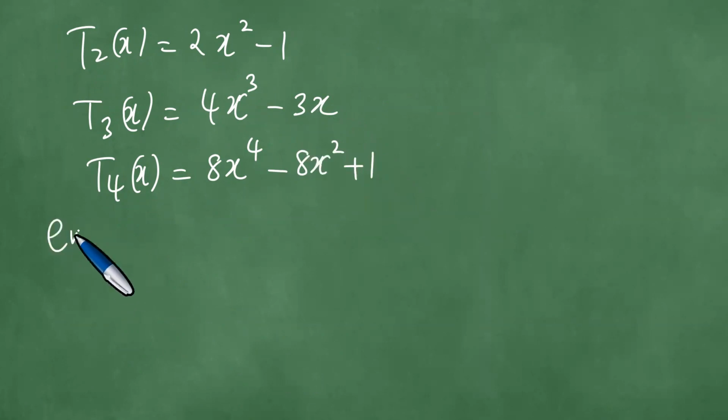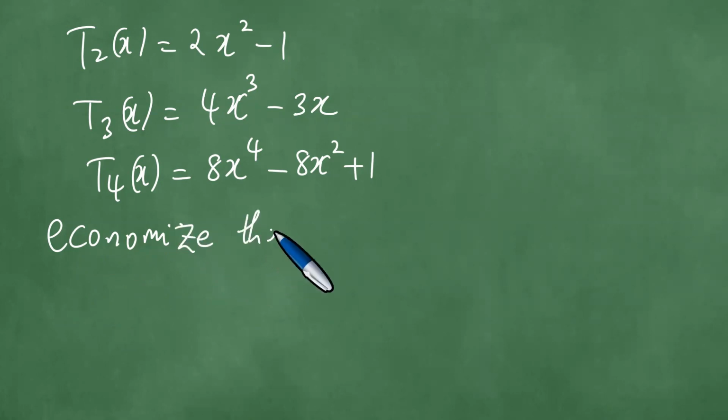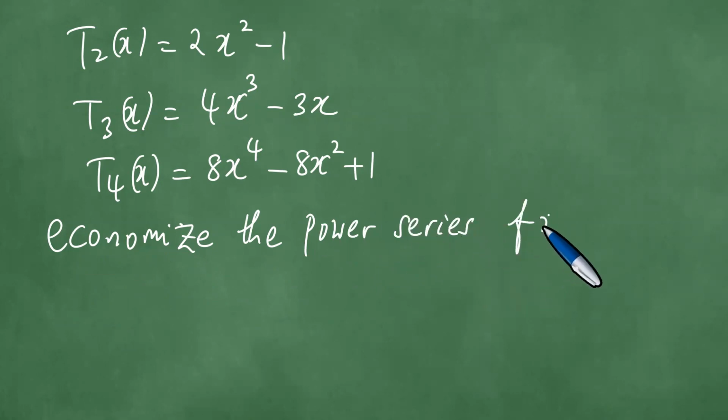And the question says you need to economize. Okay, economize the power series. You need to economize the power series f of x twice. Right, so now, how is this done? Let's analyze together how this is done.